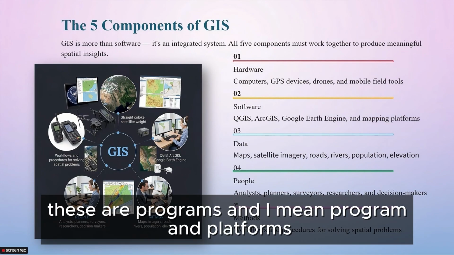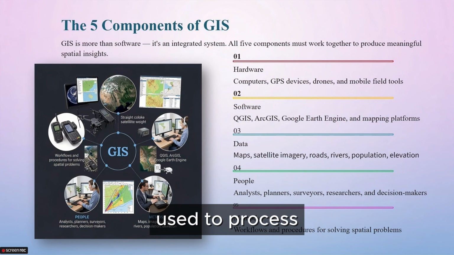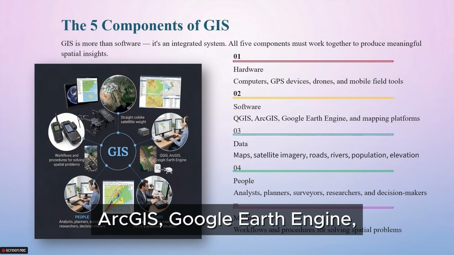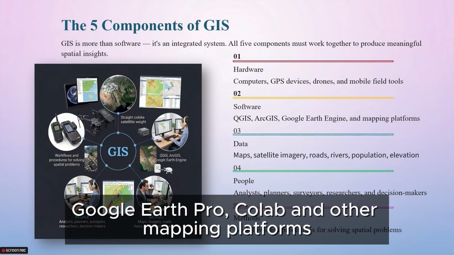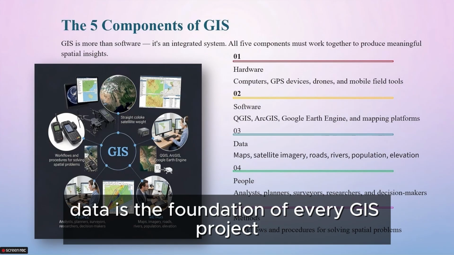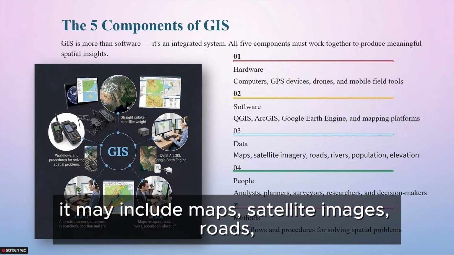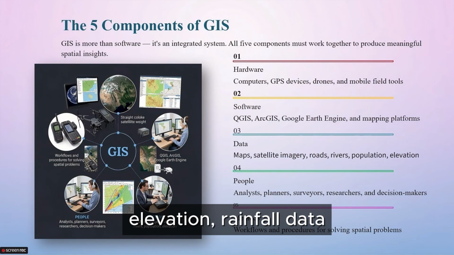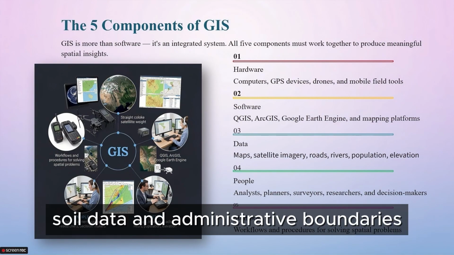These are programs and platforms used to process, analyze, and visualize spatial data. For example, QGIS, ArcGIS, Google Earth Engine, Google Earth Pro, Colab, and other mapping platforms. The third component is data. Data is the foundation of every GIS project. It may include maps, satellite images, roads, rivers, buildings, population data, elevation, rainfall data, soil data, and administrative boundaries.